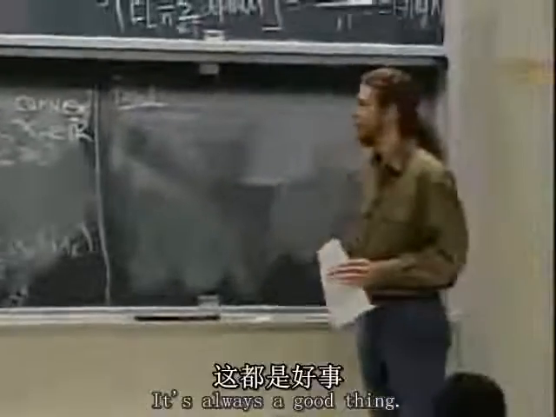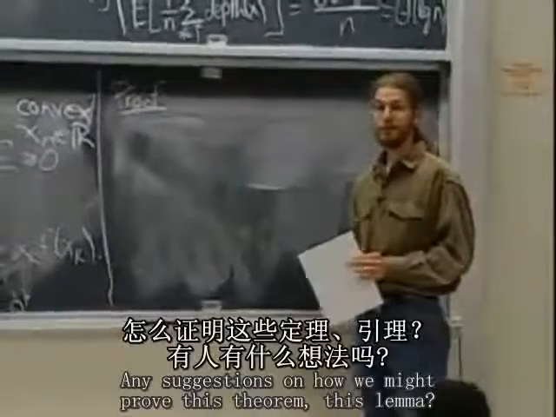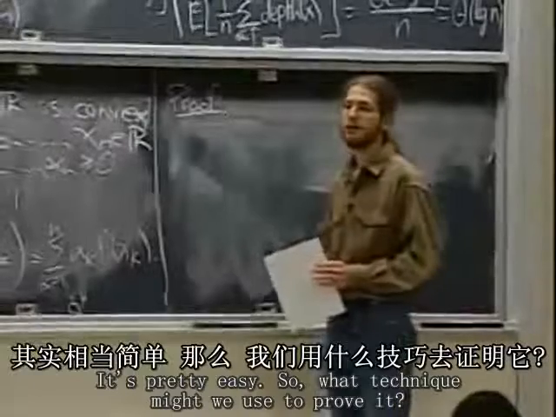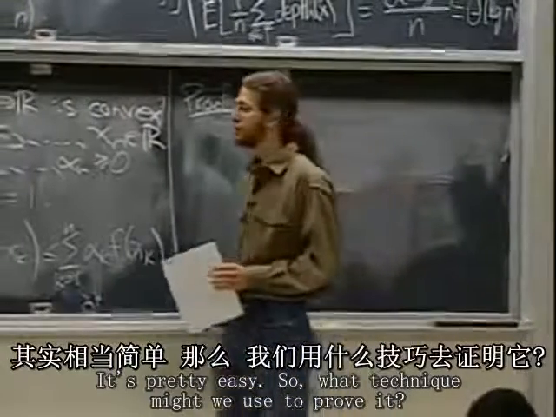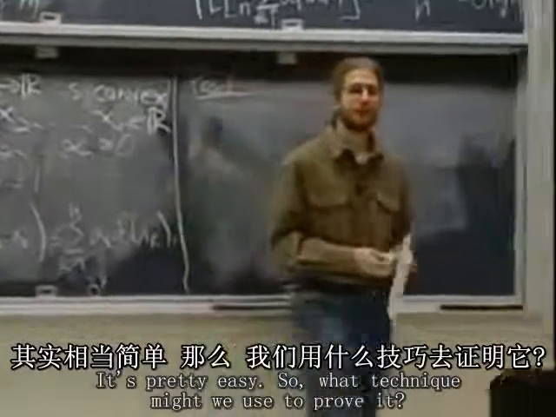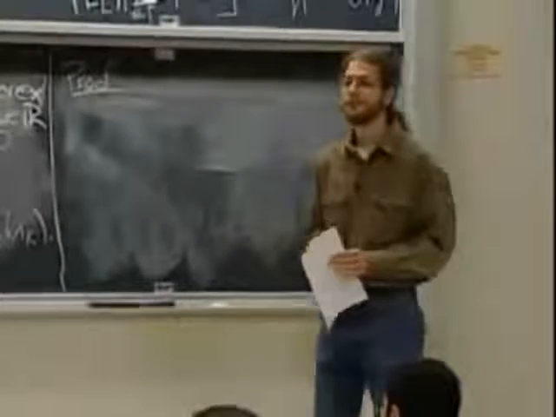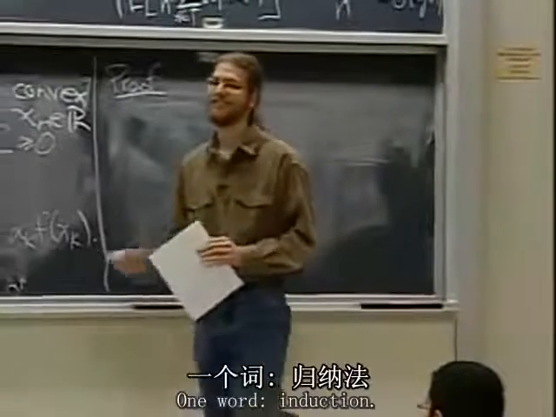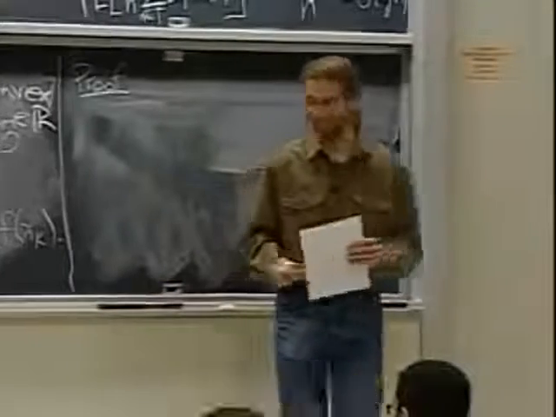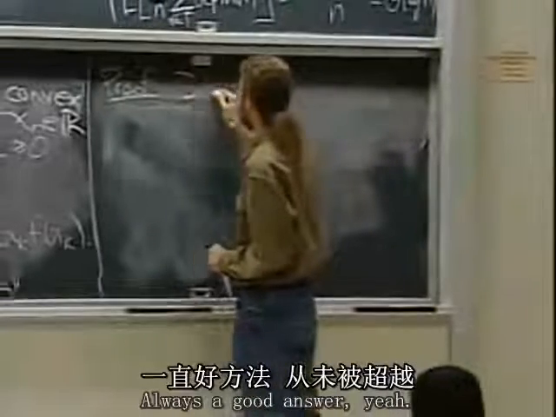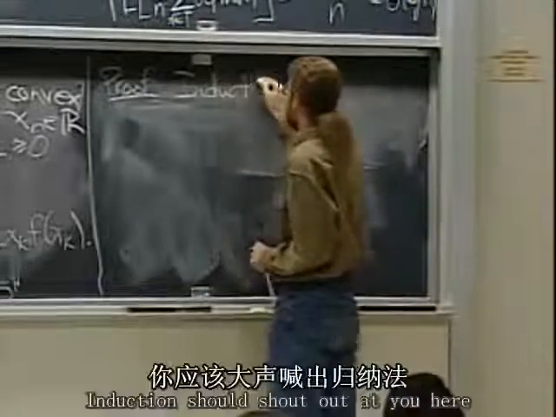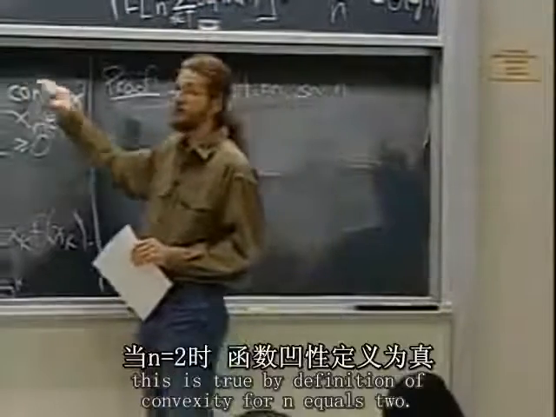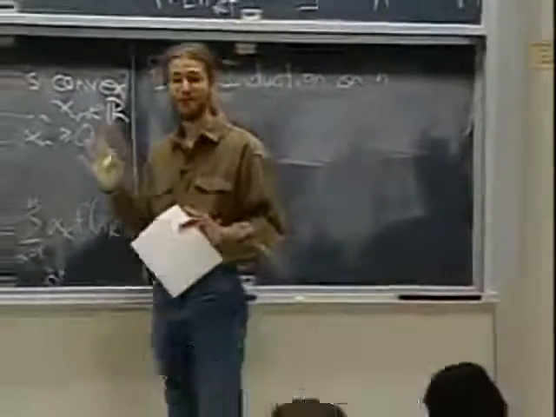Always a good thing. Any suggestions on how we might prove this theorem, this lemma? It's pretty easy. So what technique might we use to prove it? One word. Induction, always a good answer. Induction should shout out at you here because we already know that this is true by definition of convexity for n equals 2. So base case is clear.